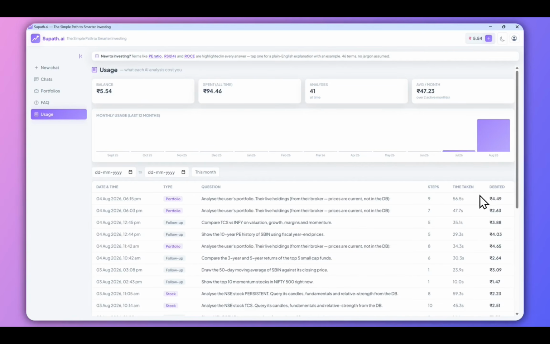The portfolio analysis you just watched is the top row here. 9 steps, 56 seconds, 4 rupees 49 paisa. And the cost tracks the work involved. A simple momentum screen was 1 step, 10 seconds, 1 rupee 47. 41 analyses across 2 months came to 94 rupees in total. No subscription and no bundle you do not use. You pay for the analysis you actually run.